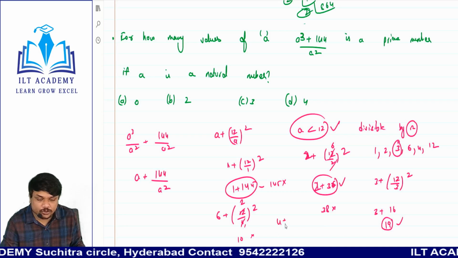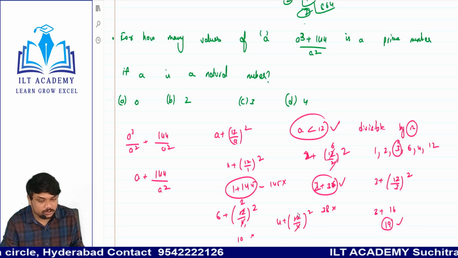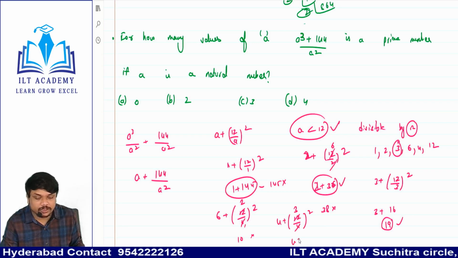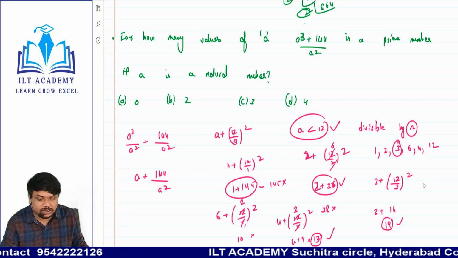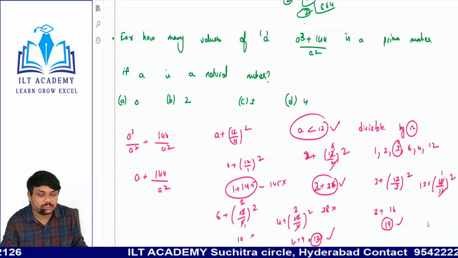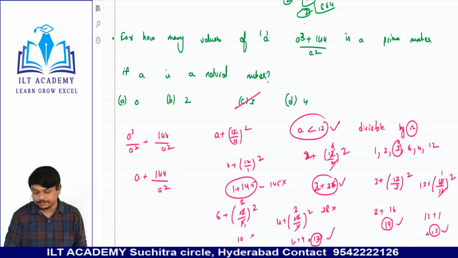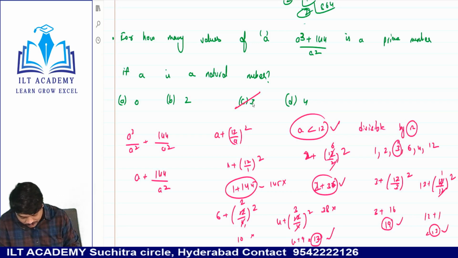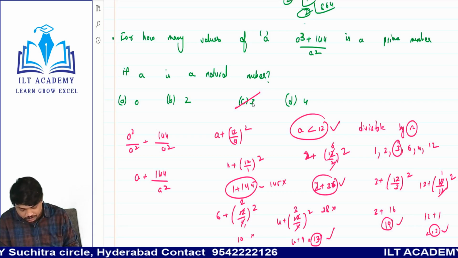4 भी था ना. 4 plus 12 by 4 whole square. 3 square 9. 9 plus 4 13. ये आया, ये आया. 12 चेक करना है. 12 plus 12 by 12 whole square 1. 1 square is 1. 12 plus 1 13. आया. 3 values पर आ रहा है. Got it ma? Any doubts? नहीं समझ में आया तो बोलो फिर.